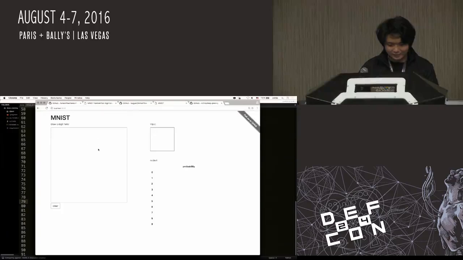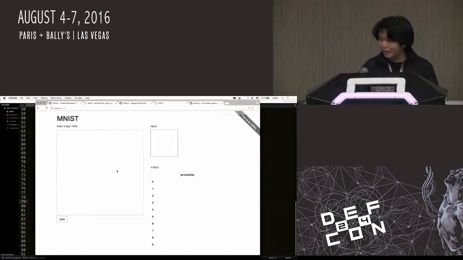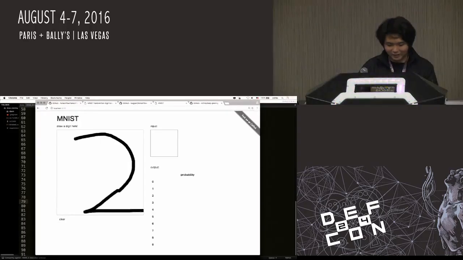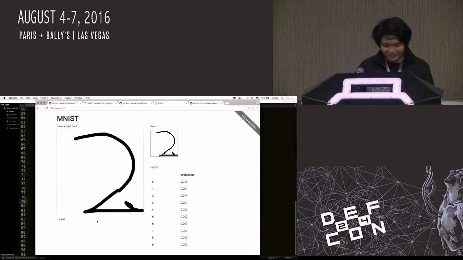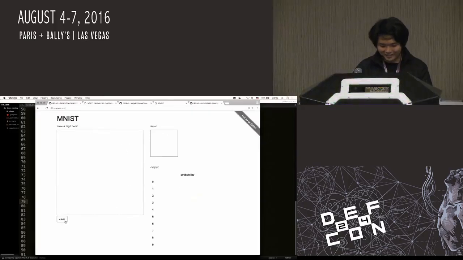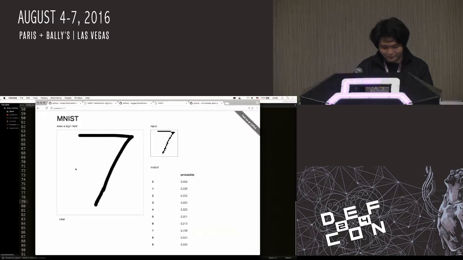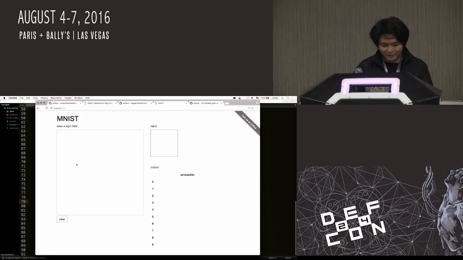So let's see here. This is a real-time classifier predictor for digits. So if I were to write like a 2 here, let's see if it predicts it correctly. Oops. Okay, 2, even though there's that weird thing. So it's pretty good. Let's do like 7. Oh, 7, that's great. Only 0.7 accuracy. I mean confidence. Let's try something that's a little bit more challenging for the model.